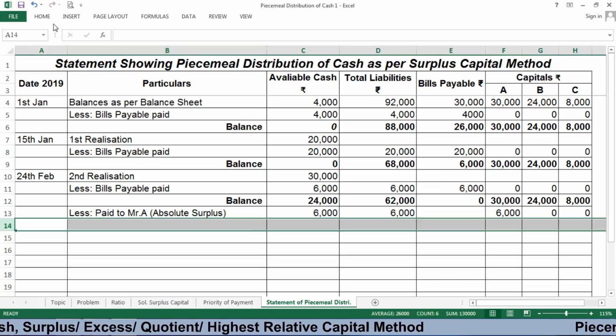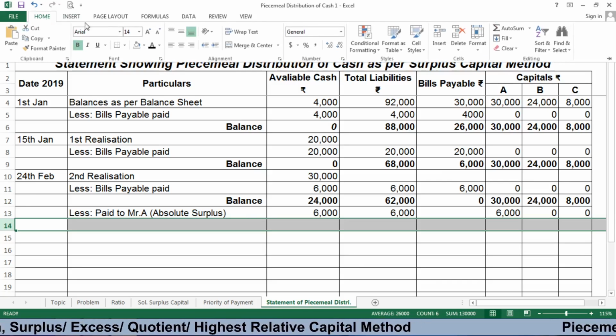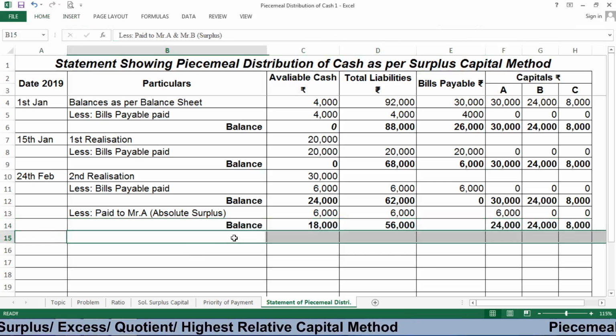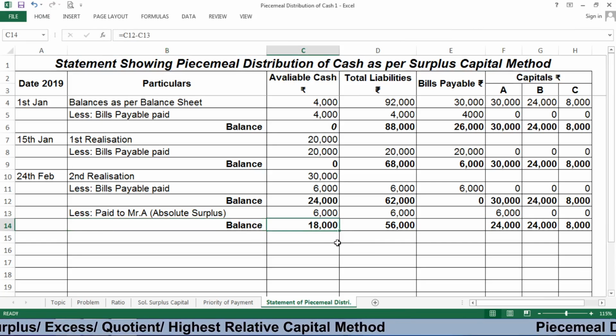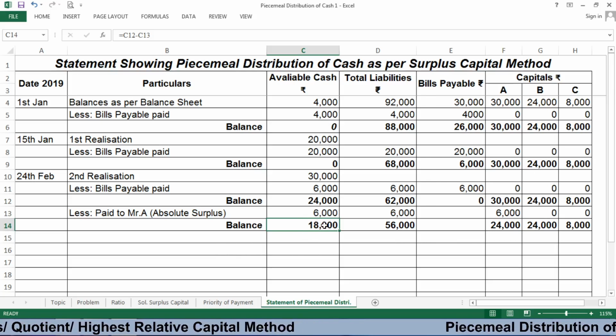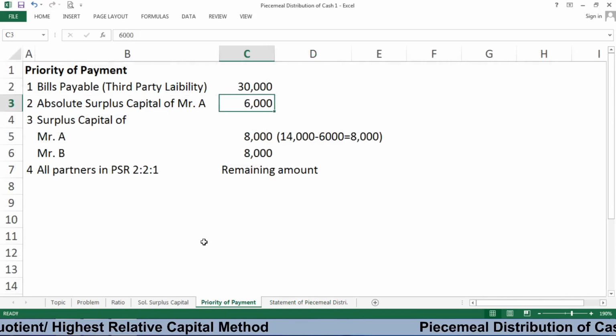After the payment of this absolute surplus, the balance of cash available in our hand is 18,000. The total liability is reduced to 56,000 and the capital of Mr. A is reduced to 24,000 from 30,000, while the capital of B and C will be as it is. Now we have 18,000. We paid absolute surplus. Absolute surplus was 6,000.